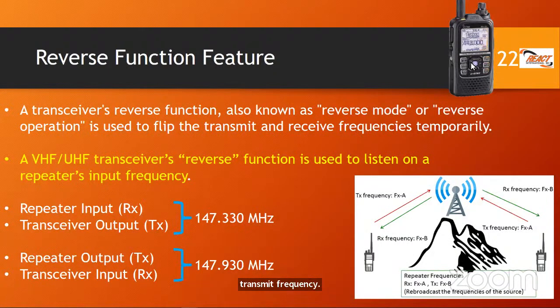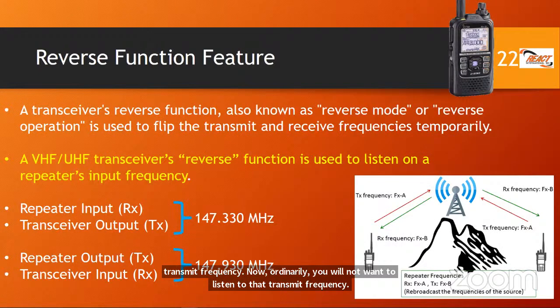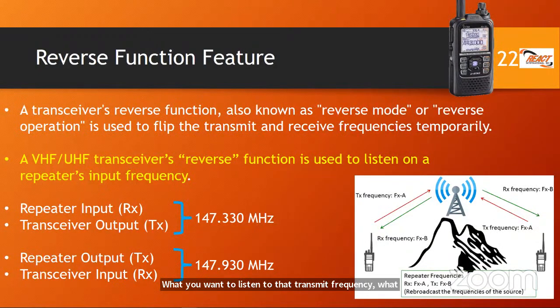But sometimes for diagnostics and some other reasons, maybe if you have a fox hunt where you need to find a transmitter or something like that, or you have interference that's being caused, you sometimes want to listen to the input to the repeater, so you will press that button. And what it does, it switches between the two frequencies.